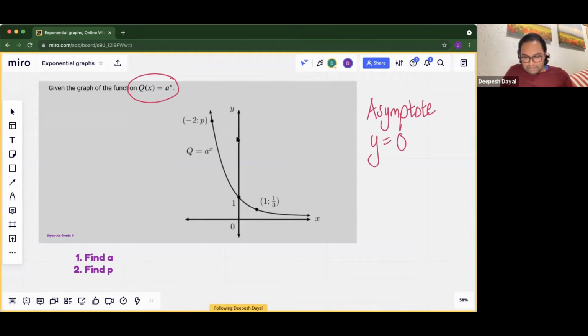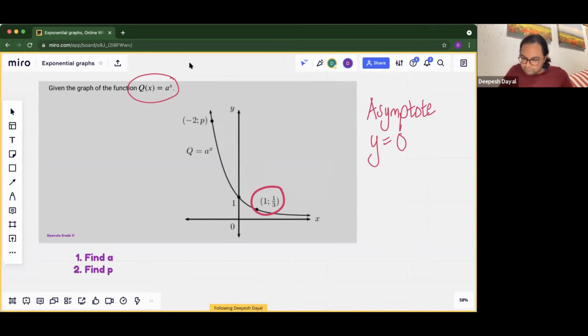So let's find a. In order to find a, we need to choose a point that we can plug in. And I see one really good point here, which is this point here, 1 and a third. So to find the equation of an exponential graph, we look at the equation, find a point, plug it in, and find unknowns, right? So let's write some of those steps down.